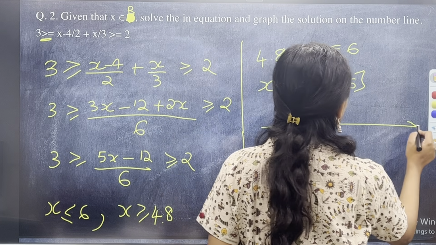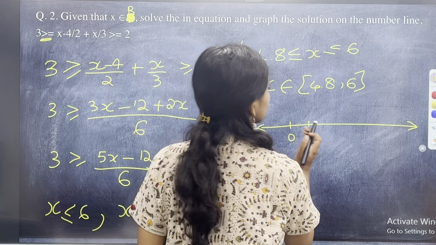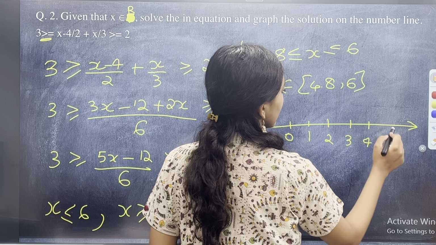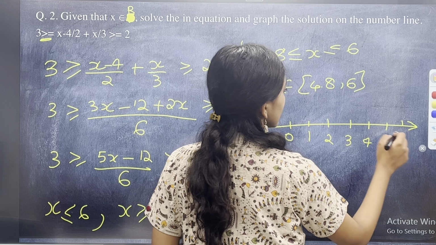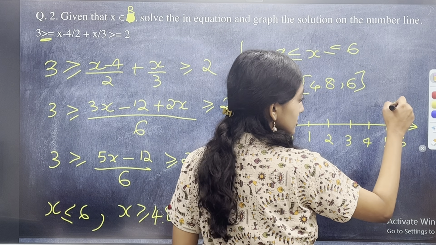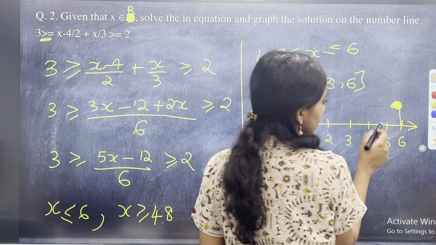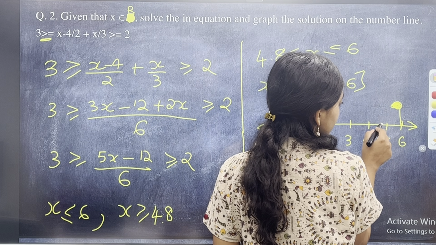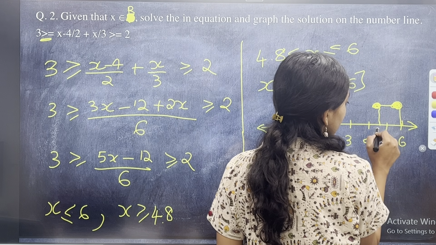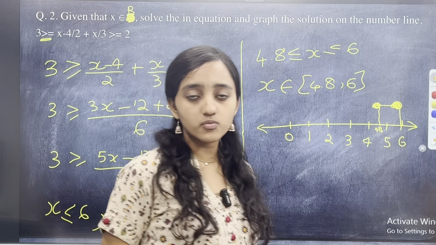And then when we are representing this on the number line, what you can do is you can have 0, 1, 2, 3, 4, 5, 6. Okay, 6 is included, so you do this and then you circle it nicely. Then 4.8 is basically a little less than 5, so you keep it somewhere here. You do this and you circle it, and then you go here and write 4.8. Okay, this is how you should solve questions wherein you have this.